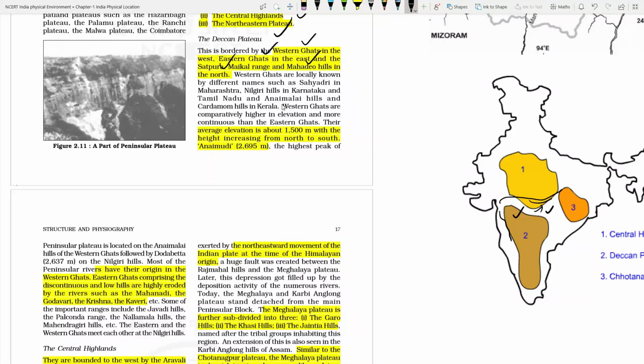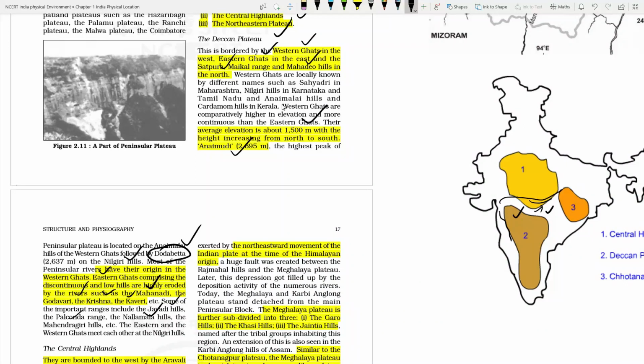Its average elevation is 1500 meter, and its highest peak is 2695 meter. Means it is the highest peak of the whole peninsula. Right? And this region also has the Nilgiri hills, and Nilgiri hills also has one of the top peaks, that is Doda Beta. The Western Ghat is enriched with huge biodiversity. This Deccan area is also the source region of the Mahanadi river, Godavari river, Krishna and Kaveri rivers. These are quite important rivers. On the eastern side, you can see Javadi hills, Palkonda hills.